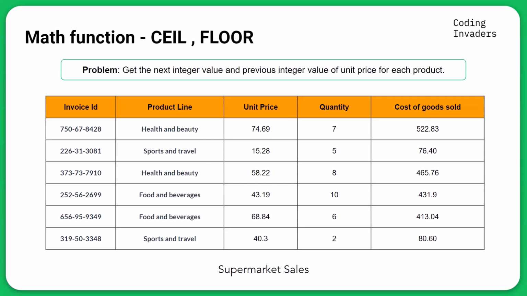Now let us consider the problem statement. We need to get the next integer values and the previous integer values of unit price for each of the product. Can you figure that out? Take a moment to figure the output. Pause the video and once you are done, we will then proceed. Alright, I hope you got it right.